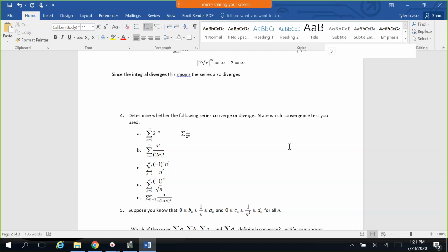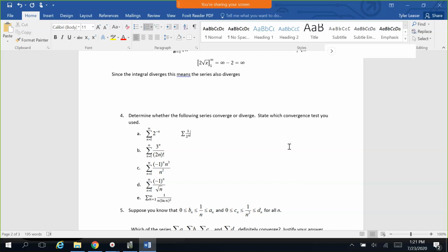The first test you almost always want to try is the nth term test. If you plug in n going to infinity into the sequence part, just the 1 over 2 to the n, it's going to go to 0. Whenever the sequence goes to 0, that means that the nth term test is inconclusive, so you just have to try something different. We have the integral test. We could try integrating over this, which we could do. It wouldn't be too bad.